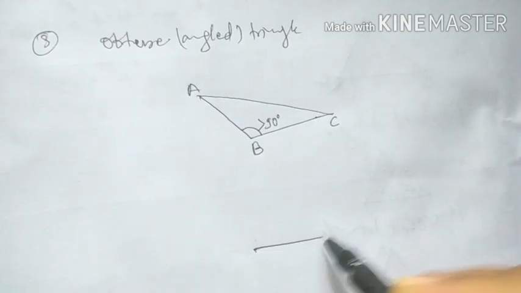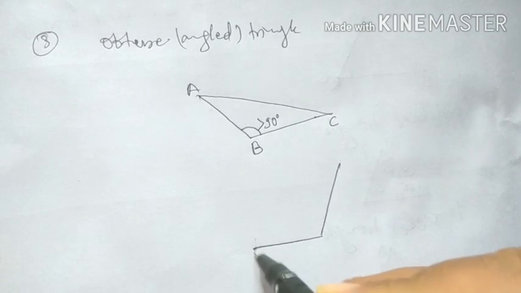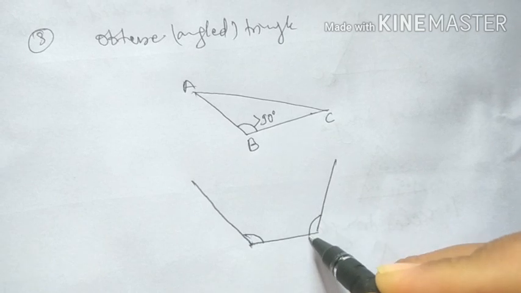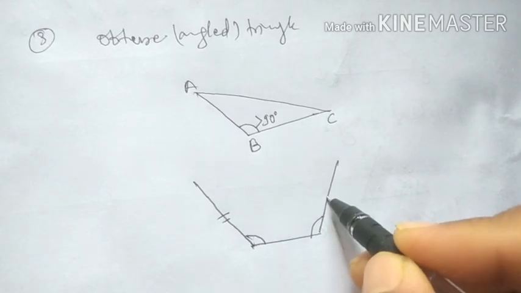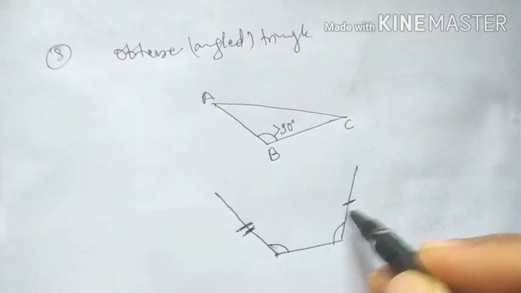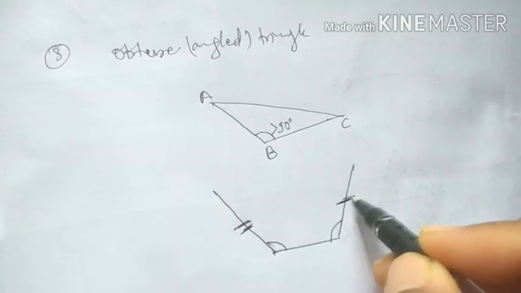Suppose this angle is obtuse and this angle is also obtuse. So in that case these two lines never meet. This line and this line never meet. That means the triangle will not be formed.